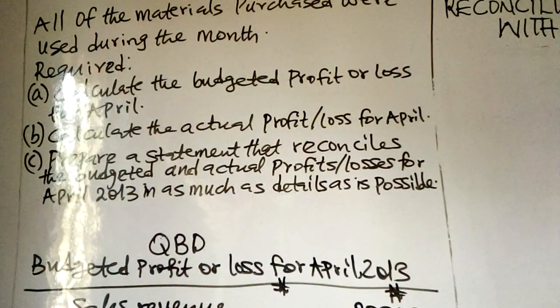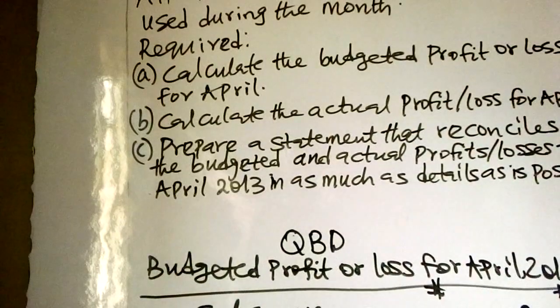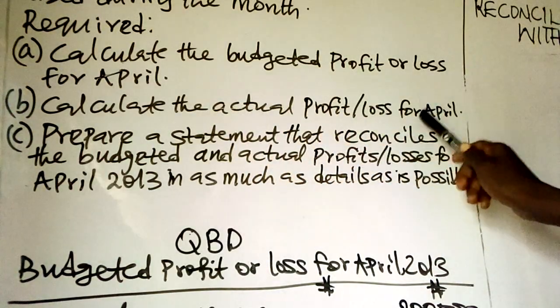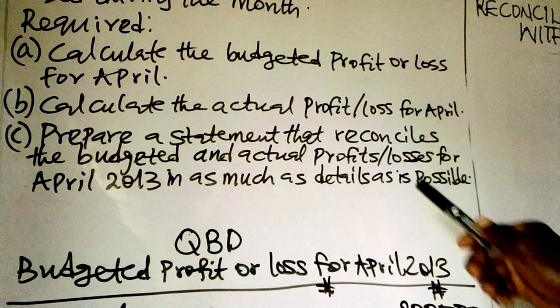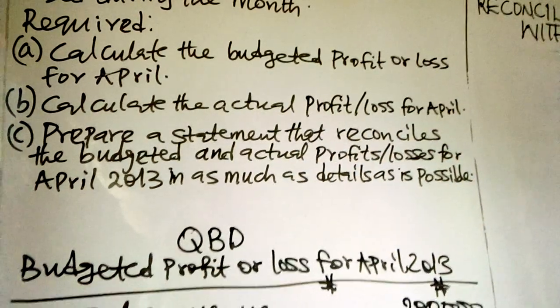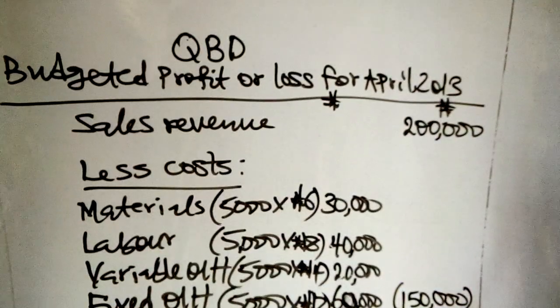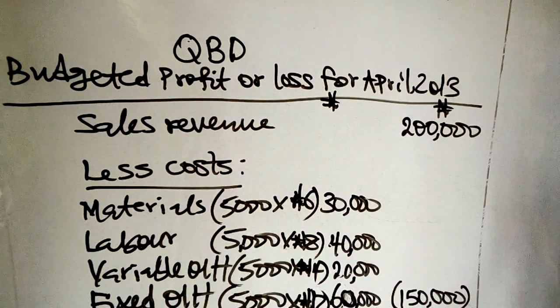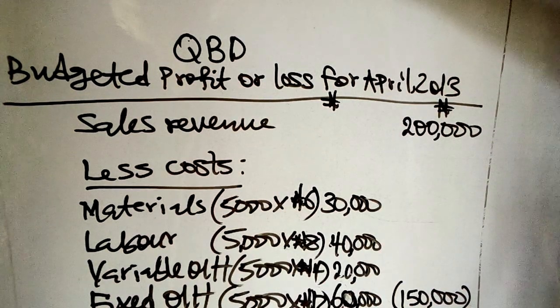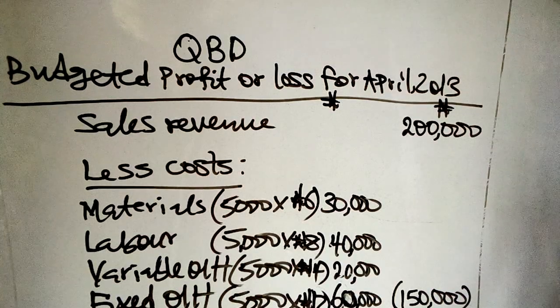Then, requirement B. You have to calculate the actual profit or loss for April. This time around, you are going to prepare the profit statement as well, only that the data to use must be the actual data. You are going to use actual data, not the budgeted data again.